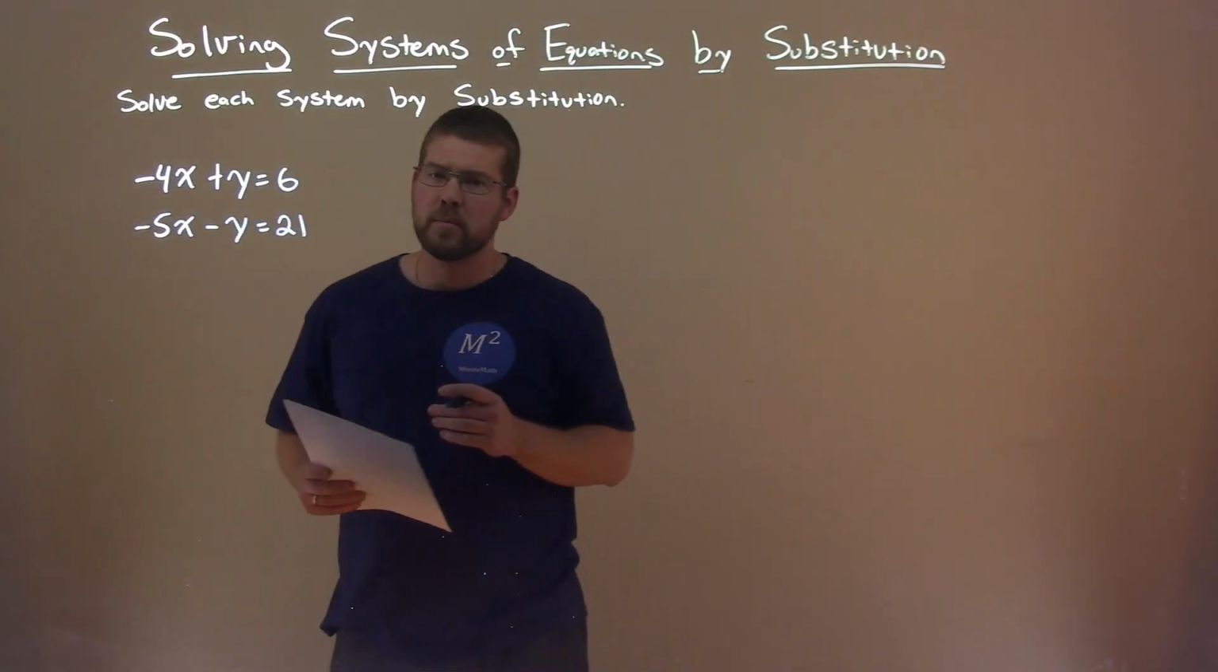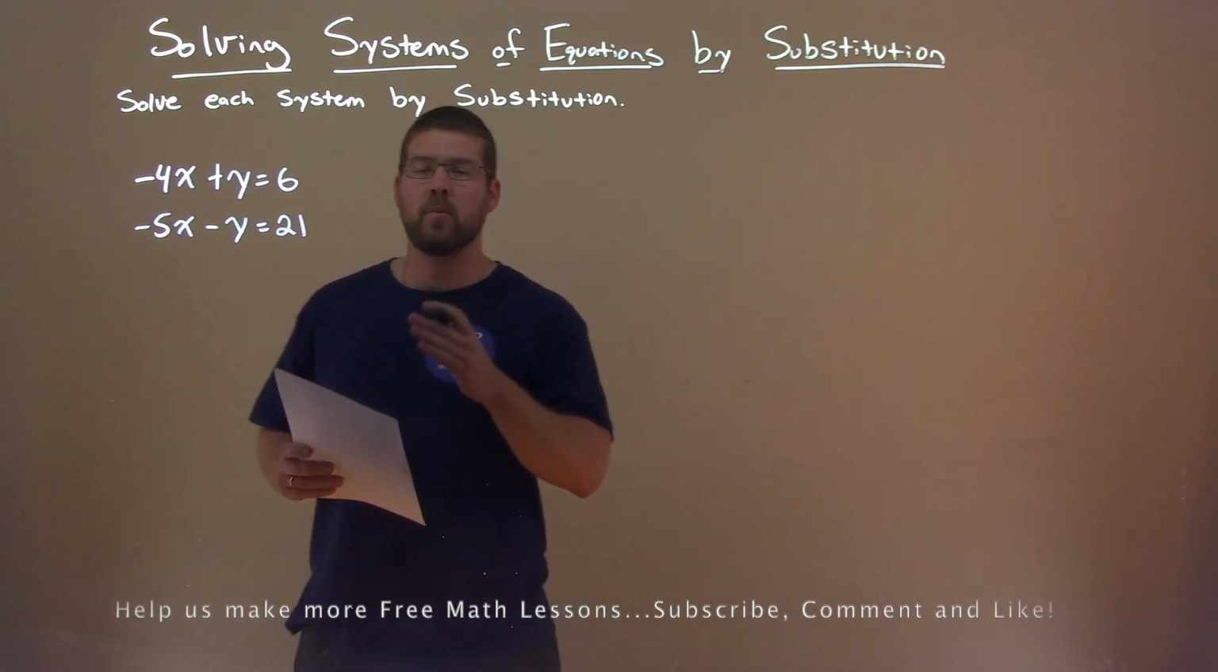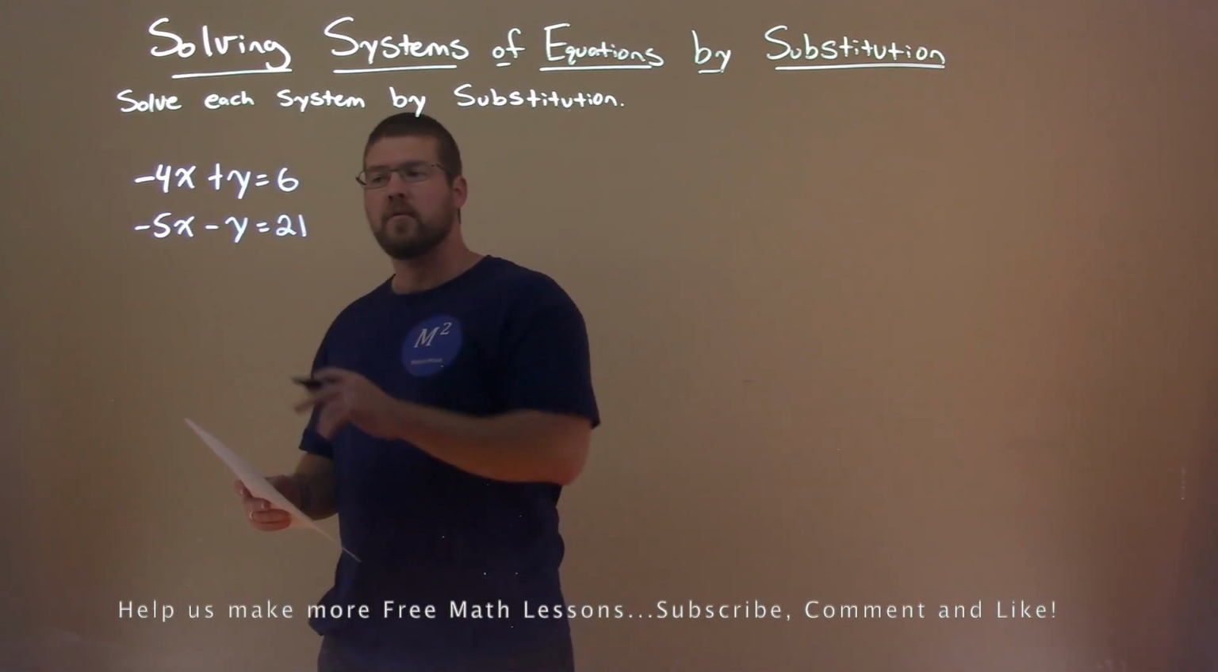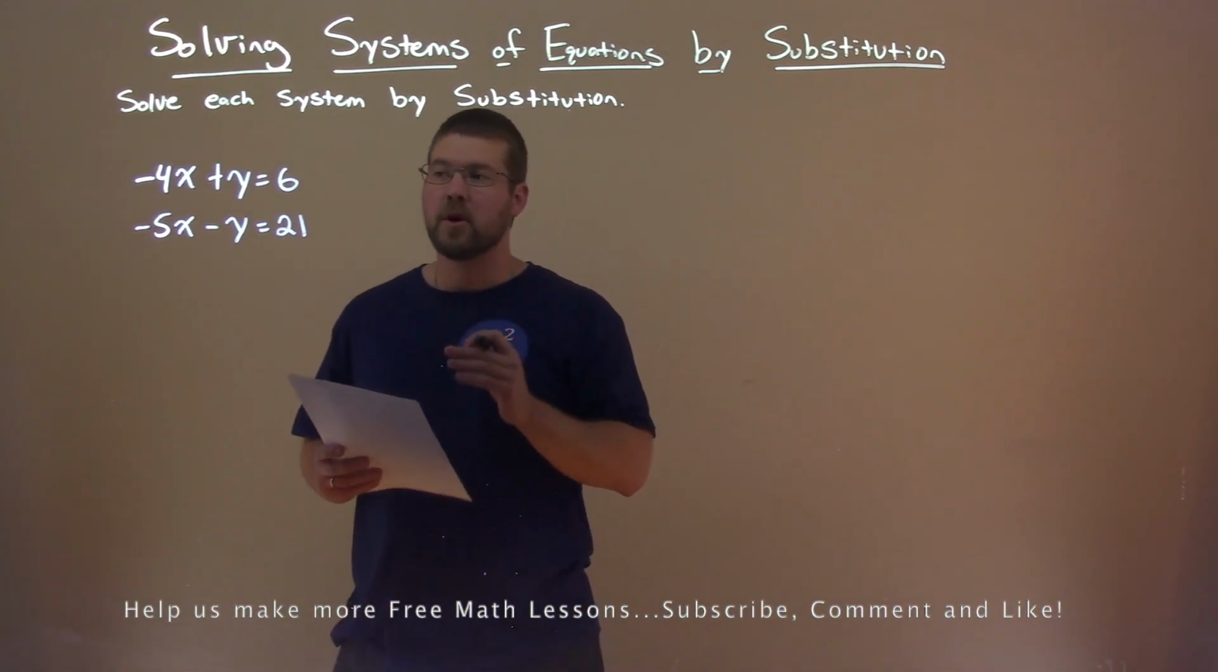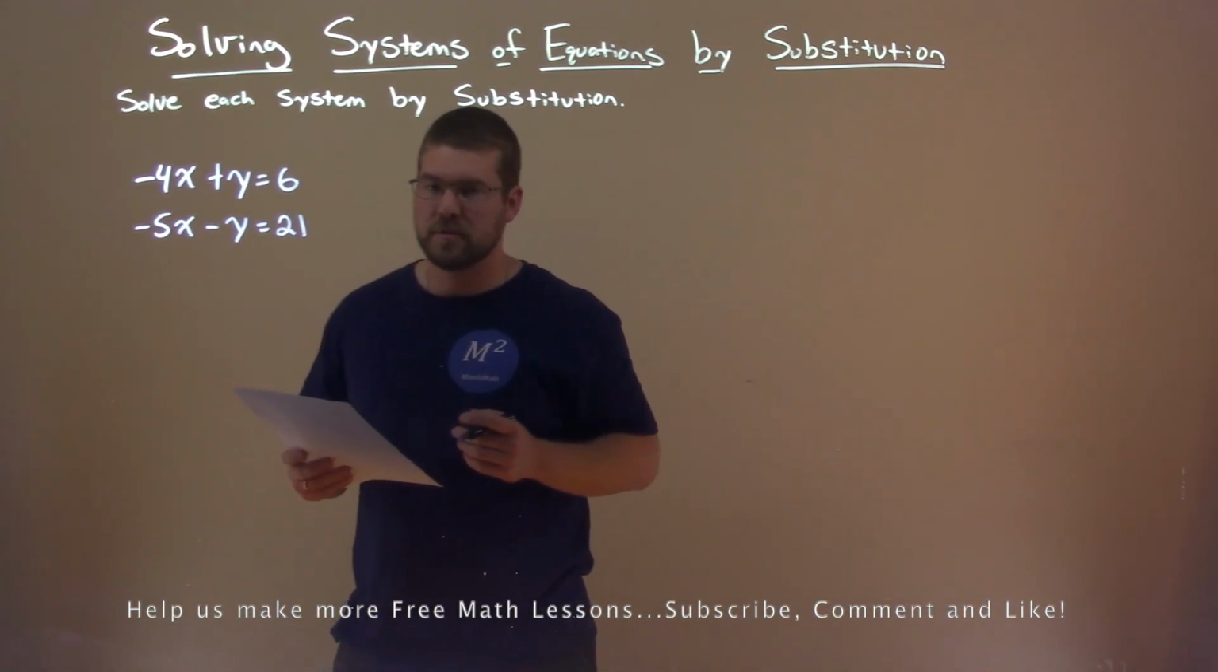We're given this problem here, negative 4x plus y equals 6, negative 5x minus y equals 21, and we want to solve this system by substitution.